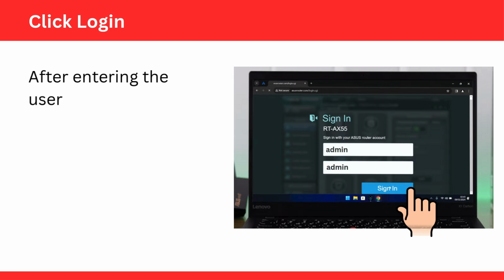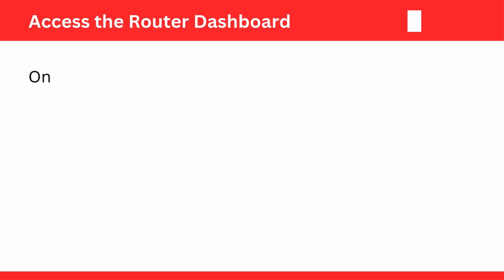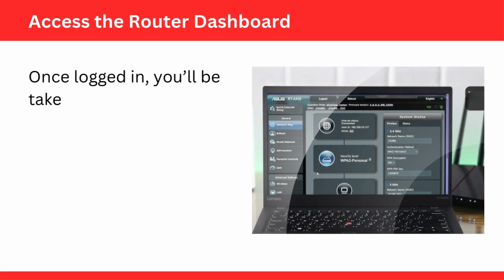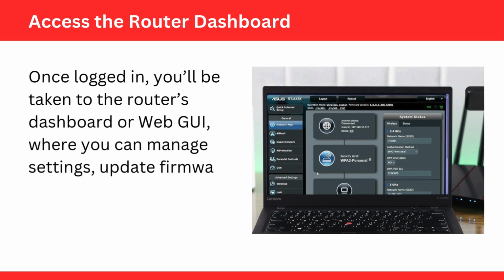Click Login. After entering the username and password, click the Login button or press Enter. Access the router dashboard. Once logged in, you'll be taken to the router's dashboard or web GUI, where you can manage settings, update firmware, and check network status.